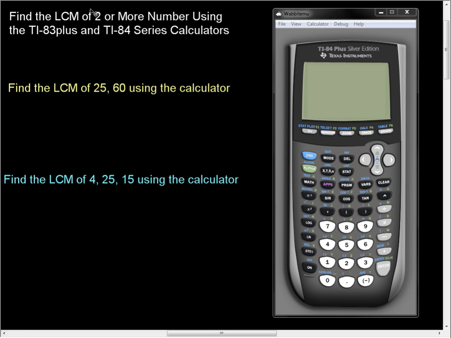All right. So our first question is: find the least common multiple of 25 and 60 using your calculator. So I'm going to go ahead and turn my calculator on. And the command is under the math key. So we click on math. And then I scroll over to num for number, because I'm dealing with numbers.